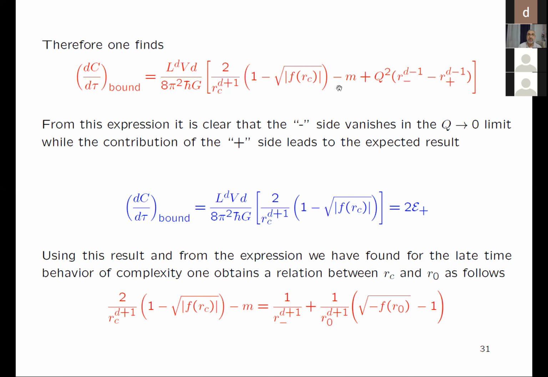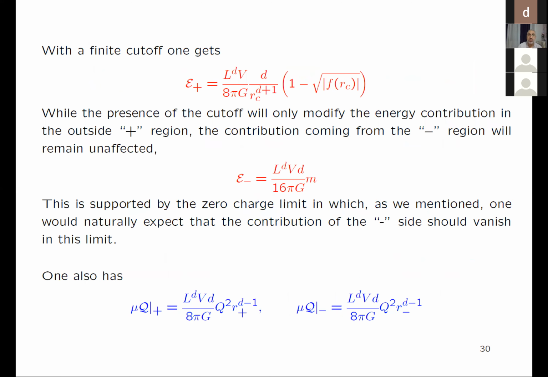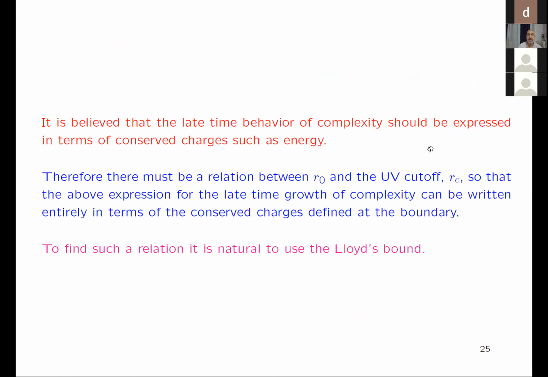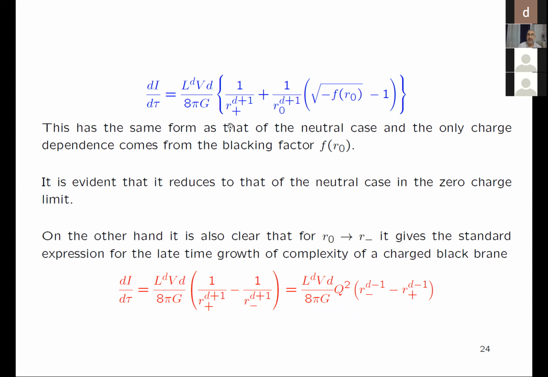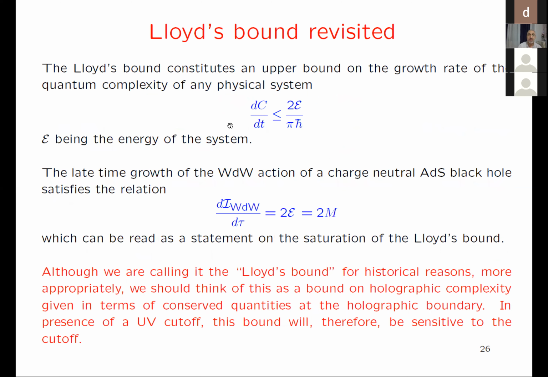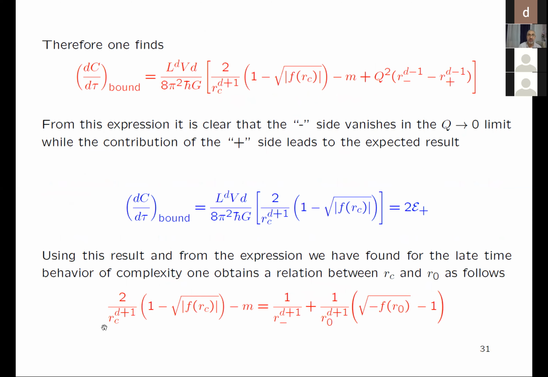So using this expression and equating it to what we get for complexity here, you get some expression for R naught in terms of RC, and therefore we can read R naught from a UV cutoff. From this expression, it's clear that when Q equals 0, it reduces to the expression we had before.